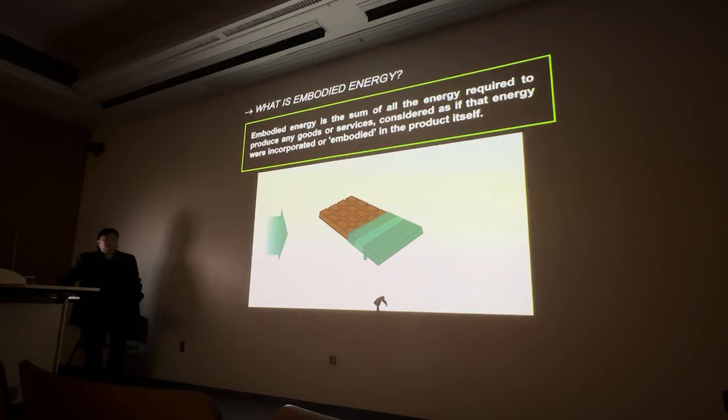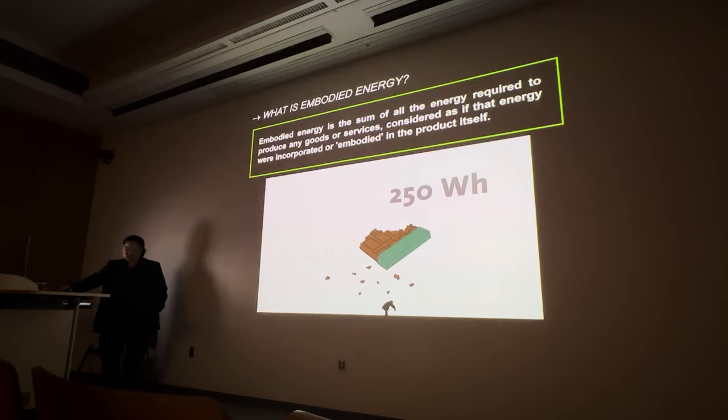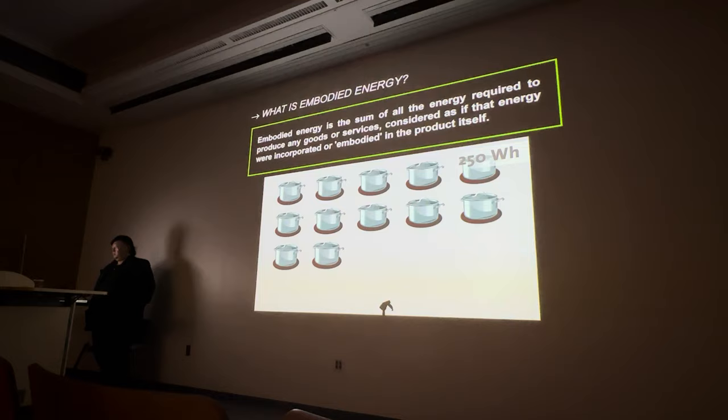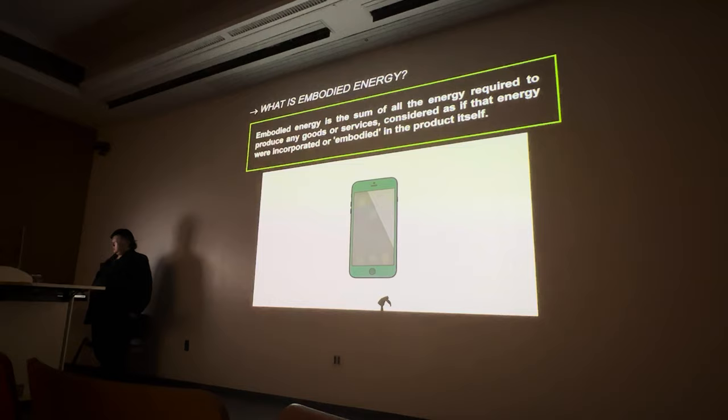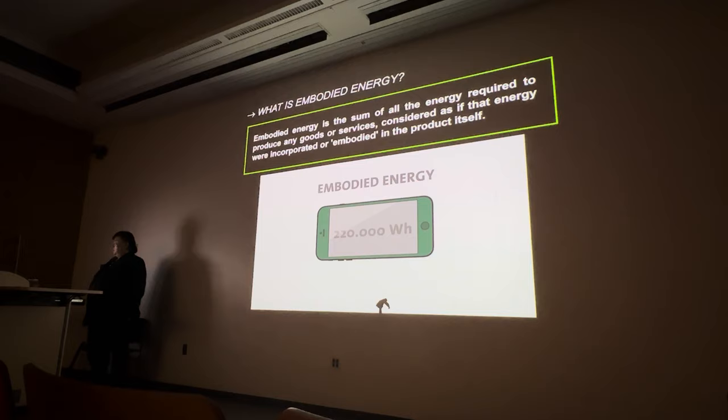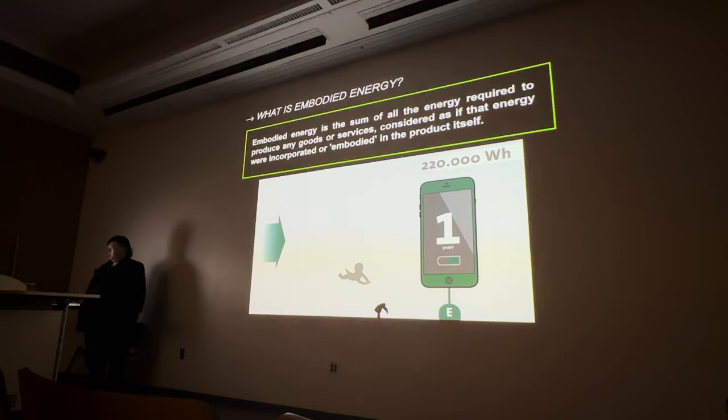To produce 100 grams of chocolate, approximately 250 watt-hours of embodied energy are required. With the same amount of energy, eggs can be cooked 20 times. A smartphone contains embodied energy as well. An impressive 220,000 watt-hours, or 220 kilowatt-hours. This is so much energy, a phone could be charged for 50 years.